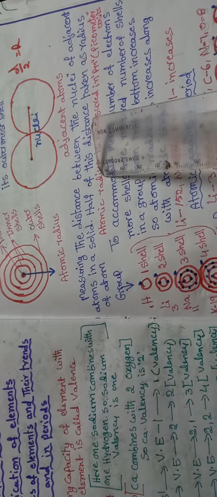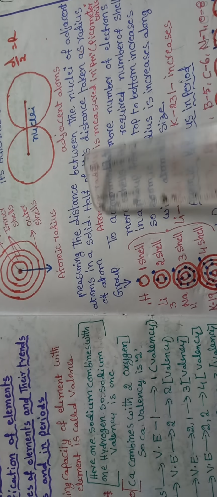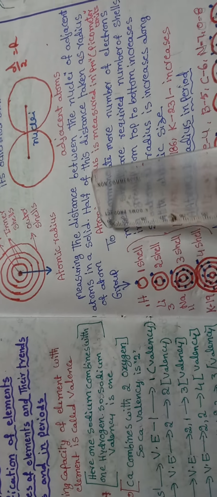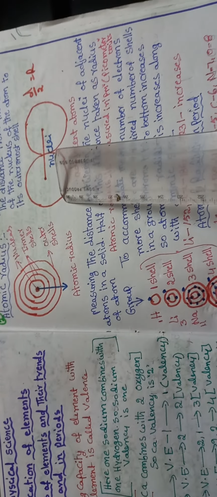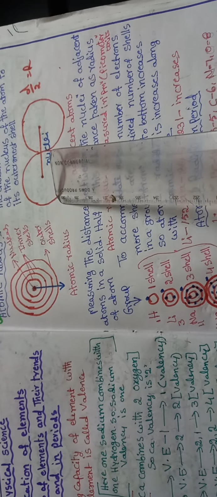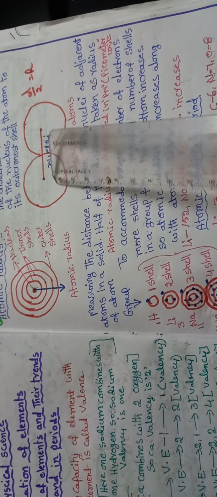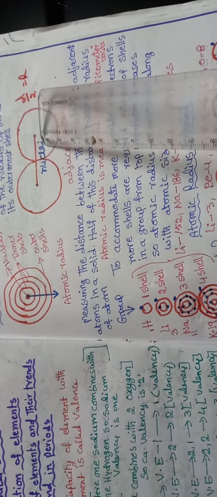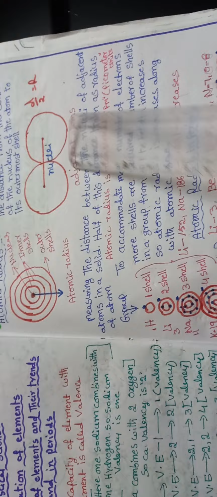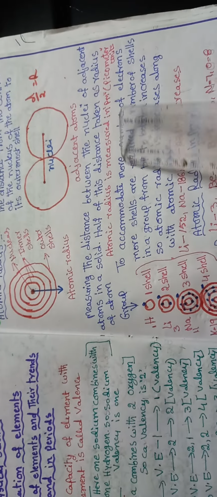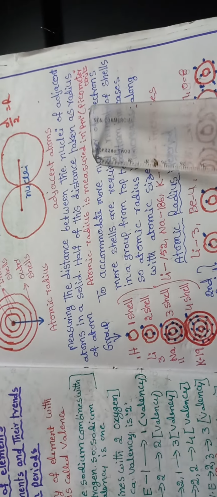Measuring the distance between the nuclei of adjacent atoms in a solid, half of this distance is taken as the radius of the atom. Two atoms are kept side by side, the distance between the two nuclei is taken, and this distance divided by 2 gives the atomic radius. The atomic radius is measured in pm, picometer units.